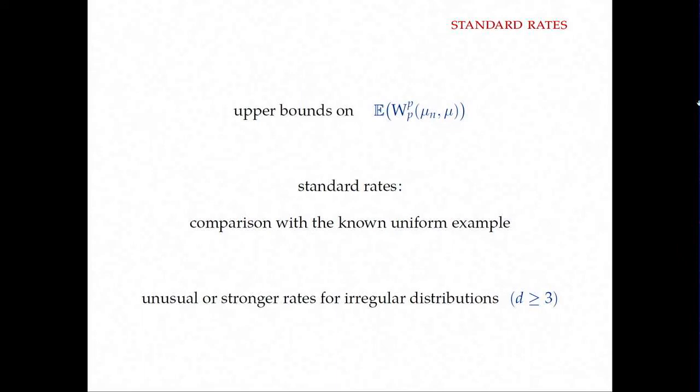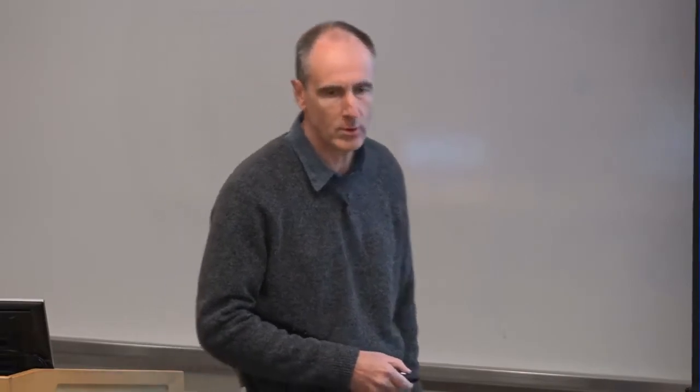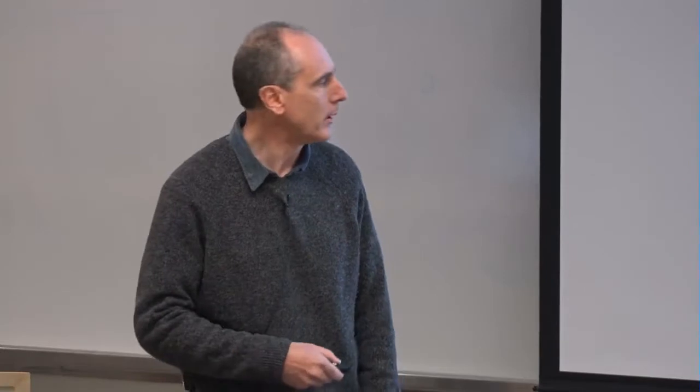So we'll basically consider what are called the standard rates, namely that we will try to find upper bounds on this quantity by comparison with the known uniform example that we presented before, and that we will recall also before. There are some other unusual or stronger rates which may occur, in particular in high dimension and when the underlying distribution is not very regular, but we will not discuss this. We will be concerned only with the standard rates, namely comparison with what is known for the uniform.